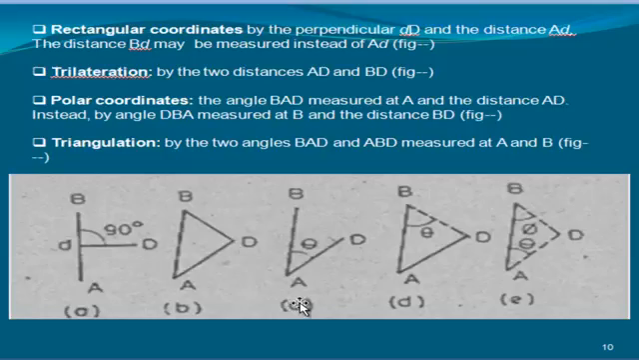And next is polar coordinates. In this method, one angle is measured, say angle BAD, and the distance AD, or you can also measure angle ABD and the distance BD. The next method is triangulation. In this method, the two angles, angle BAD and angle ABD, are measured, as shown in figure E.